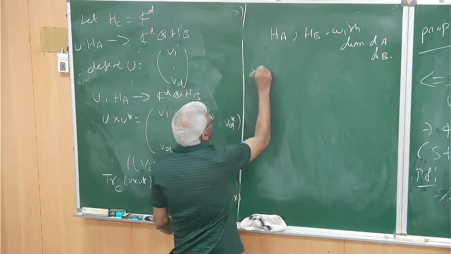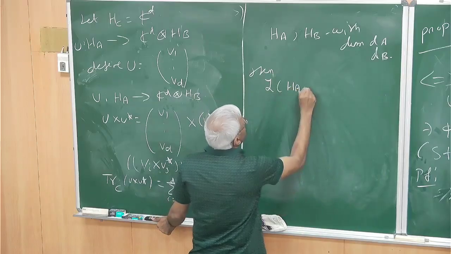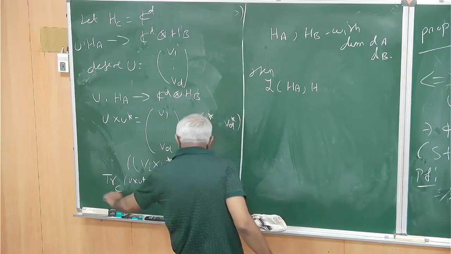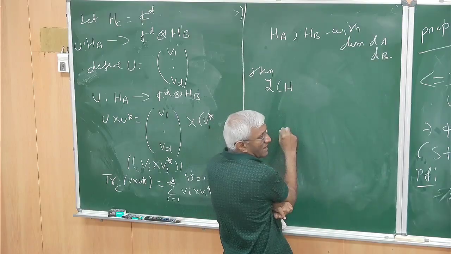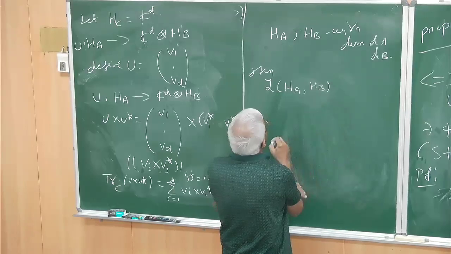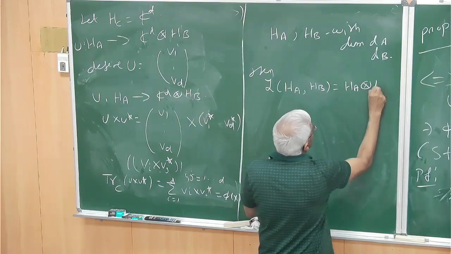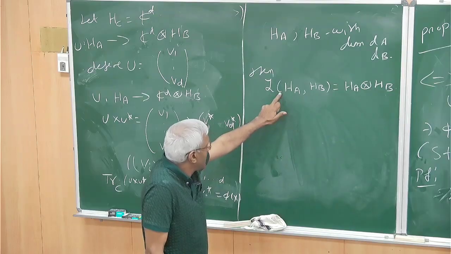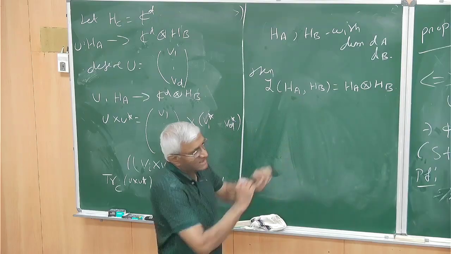Then this L of HA to HB, or is it HB to HA? HA to HB, right? It can be identified with HA tensor HB. And of course, it's clear the dimension is just dA times dB. So it's clear it can be identified.